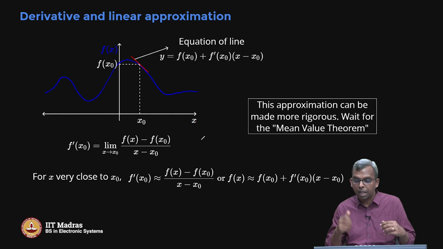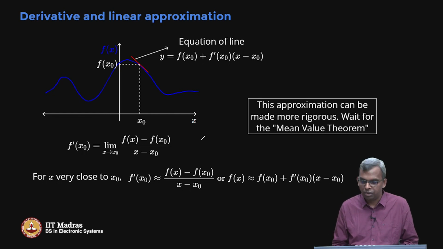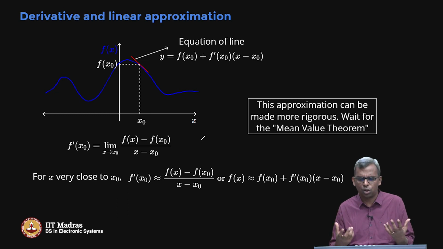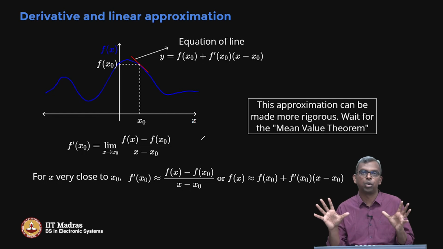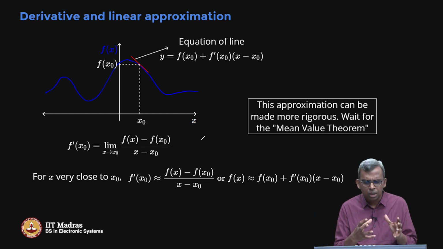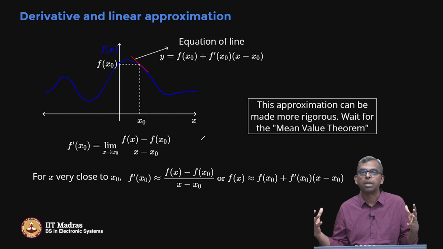So this approximation can be made more rigorous. You can wait for what's called the mean value theorem and so many other things that we will see later on, and in the applications of derivatives we'll see Rolle's theorem, mean value theorem, where all these approximations and these ideas are made a bit more rigorous in some sense. But for now, this itself is a powerful and interesting notion, right? That any function, however shaped it may be, around a differentiable point, is a straight line for a small interval.